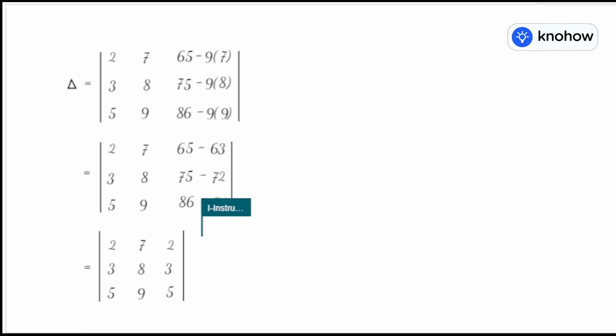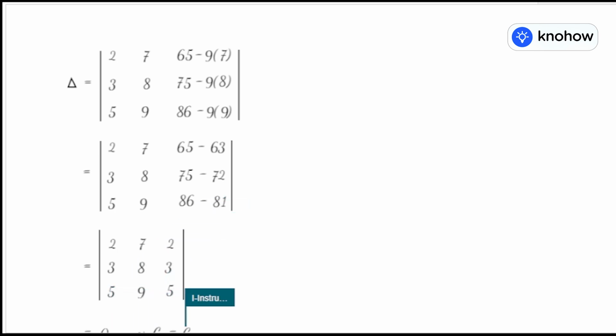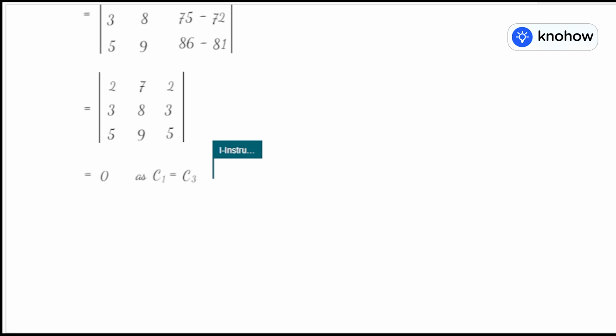Why? I can say it is 0 as the elements of column 1 and column 3 are 2, 3, 5 each. That means they are identical. So using the property that if any two rows or columns of a determinant are identical, then the value is 0. So yes, we have proved.